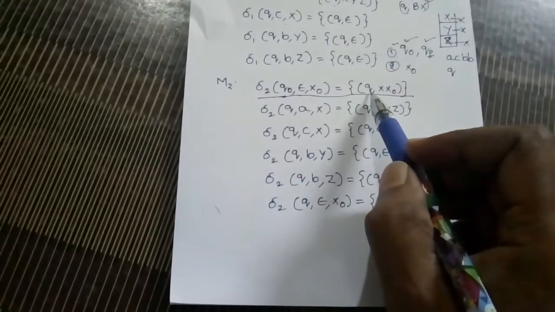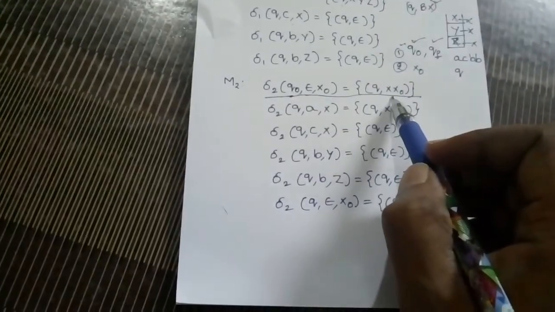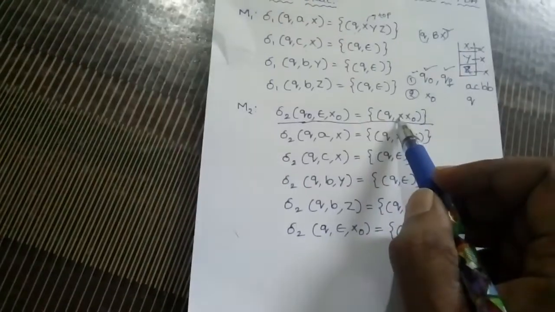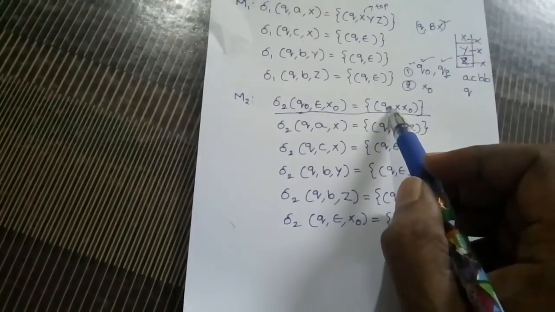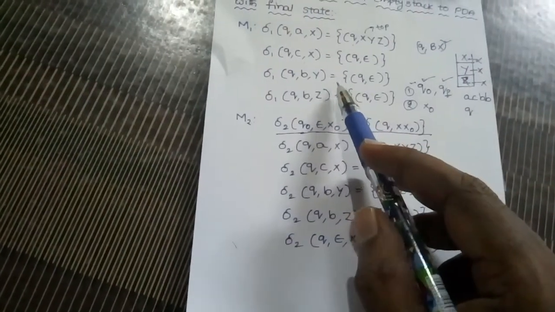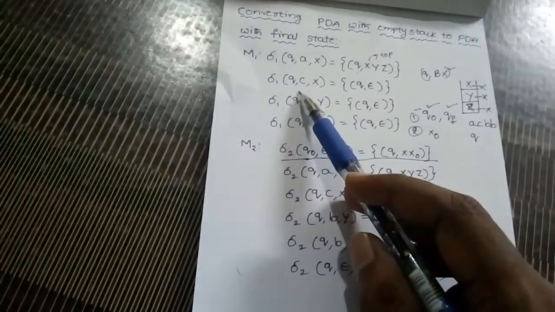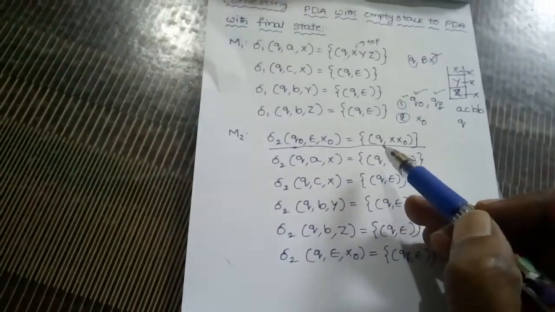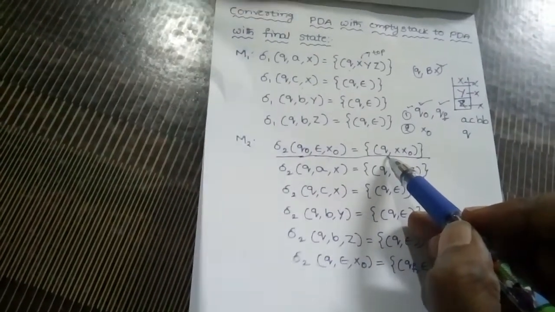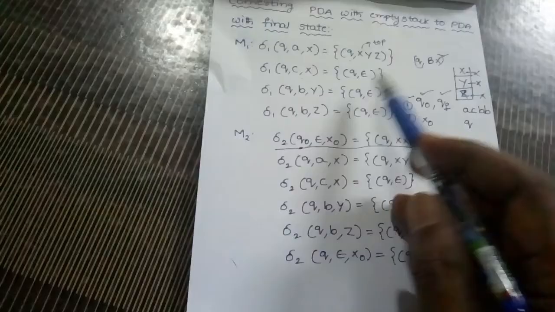Next, now this new bottom of the stack we have to take. So what is that? X naught, which is equal to, again here you have to write state comma stack contents, right? Now what is the state you have to write? You have to write the initial state. Actually in the given PDA with empty stack only one state is there. What is that? Q. So that's why we are writing directly this Q. But in general we have to write here the initial state of the given PDA with empty stack.